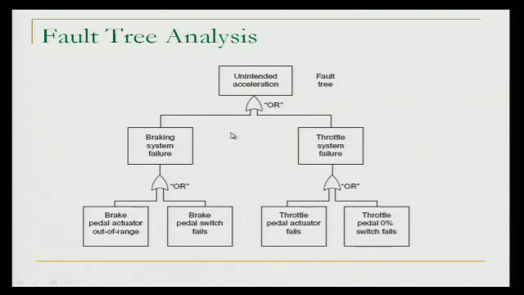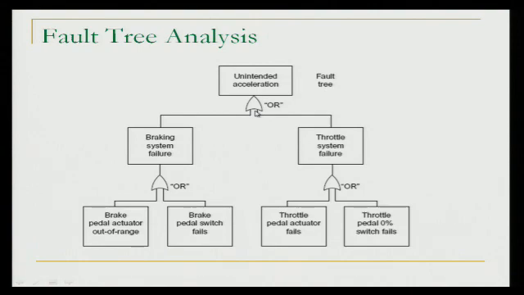That's the fault, and then the tree is looking at the fundamental elements that could lead to this. So in this particular example, what could cause an unintended acceleration? You kind of back up. Well, the braking system could fail, or the throttle system could fail. If either one of these, this is just a simple OR.